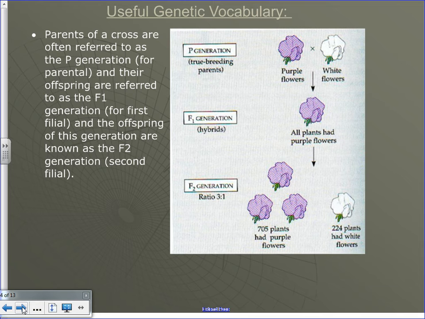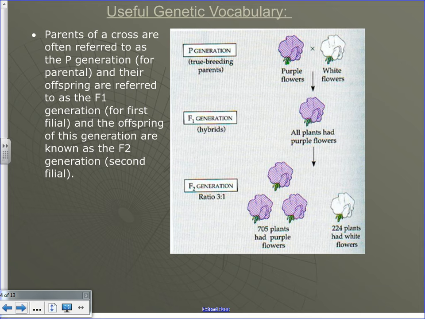Okay, so we're going to look at flower color as the example. So what he took here for the parents were true breeding parents. Every time he bred this flower with itself, all he got was purple. So he knew the only genes that this plant carried was for purple. And white is always breeding white. If he kept pollinating this, he only ever got white plants. So he knew this one only carried the gene for white, this one only carried the gene for purple. When he bred them together, all he got was purple.